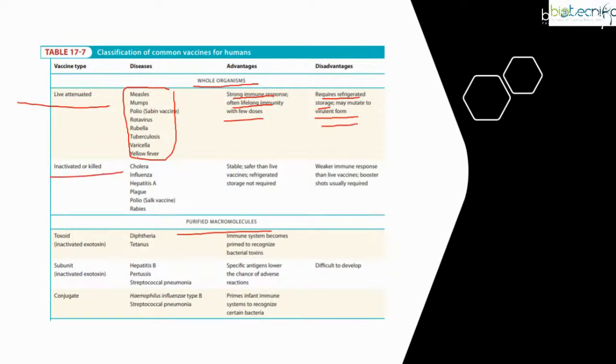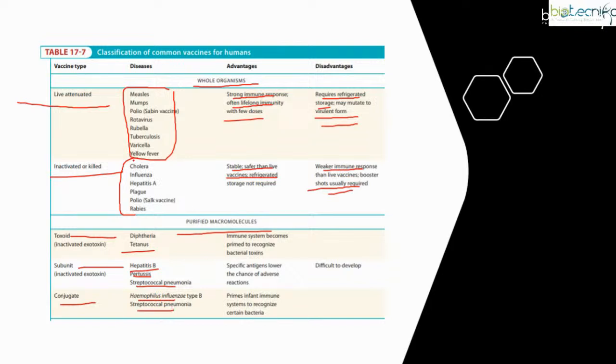Inactivated or killed vaccines are stable and safer than live vaccines. Refrigeration is not required, but they produce a weaker immune response, so booster shots are applicable. The second category is the purified macromolecules: toxoids like diphtheria and tetanus, and subunit vaccines. This is also an example of inactivated exotoxin; hepatitis, pertussis, streptococcal pneumonia. Then conjugate, we have Haemophilus influenzae and streptococcal pneumonia.